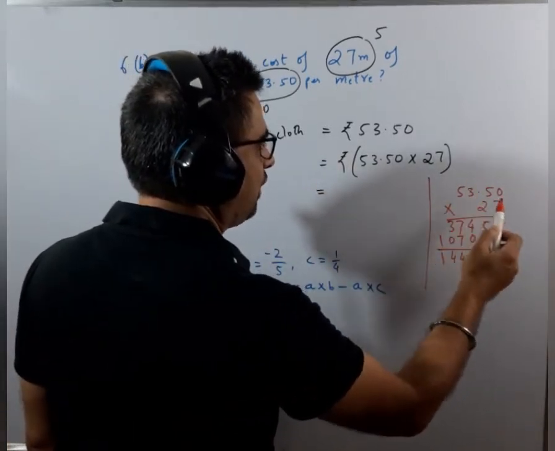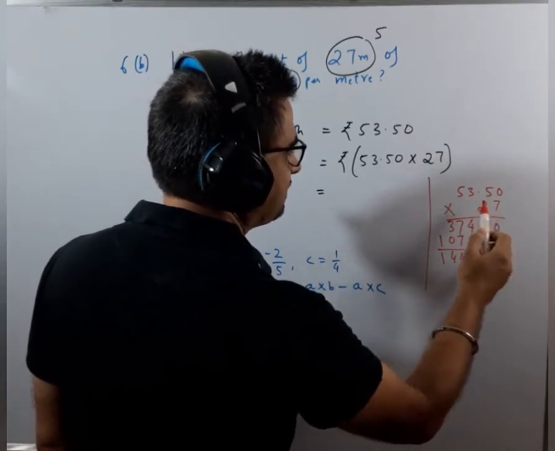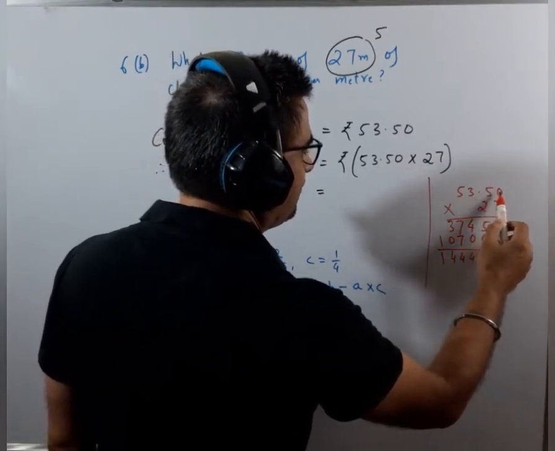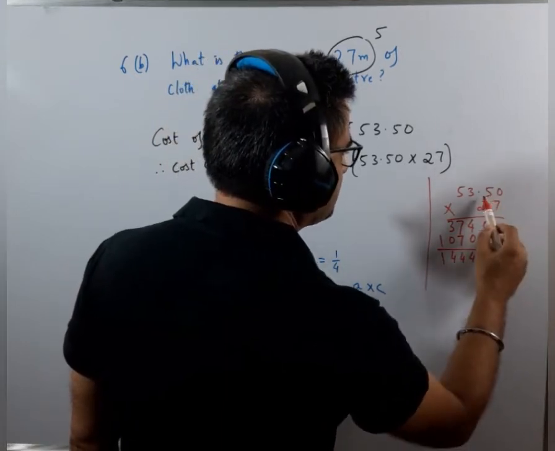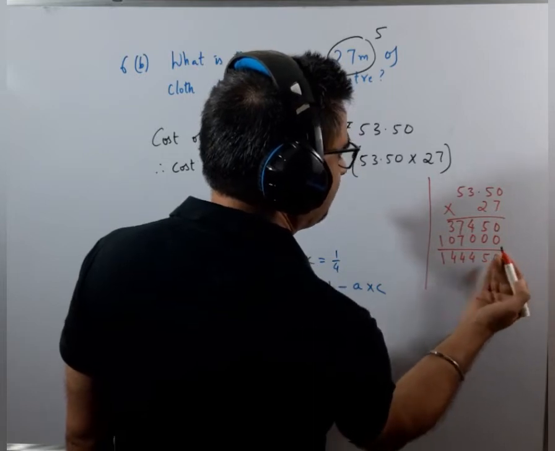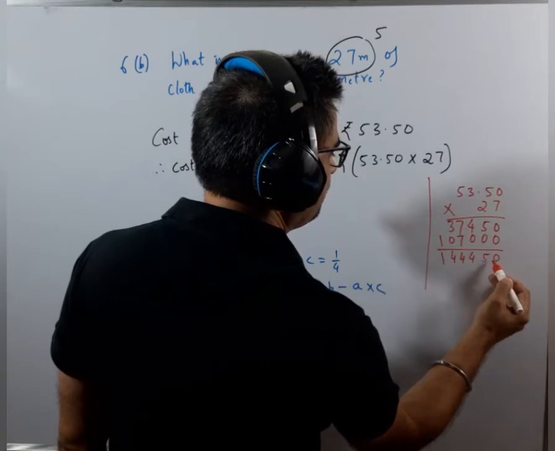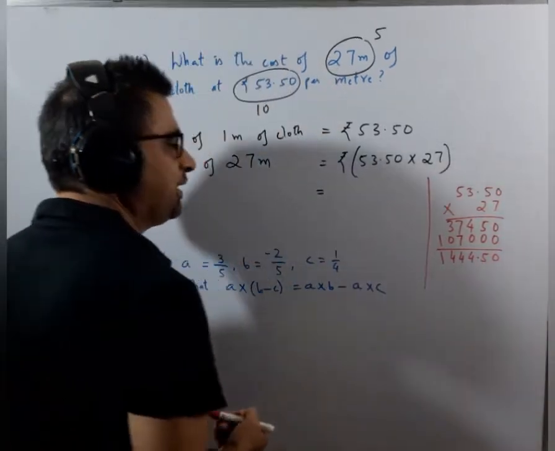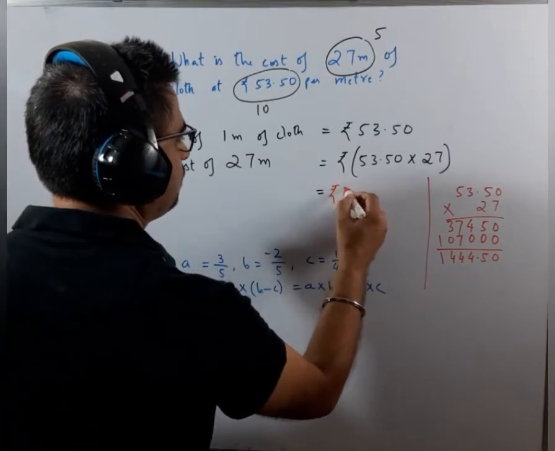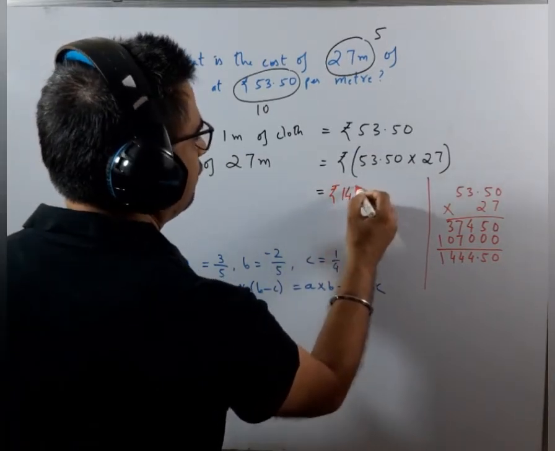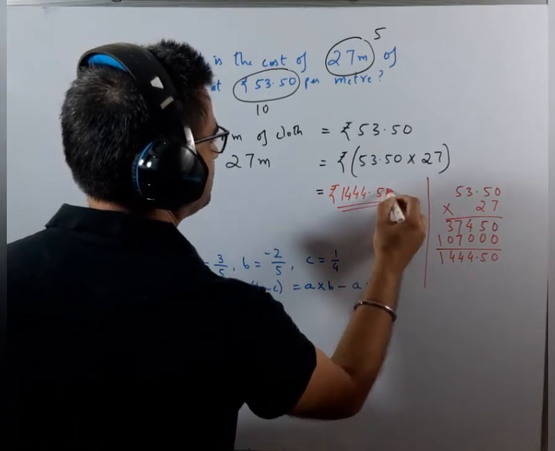Now in all, how many decimals do we have in these two numbers? We have got to count the number of digits after the decimal. In this case you have 1 and 2. There is none here. So in all, effectively there are 2 decimal places. You have to start from the right and move as many digits, so in this case 2. So you move 2 digits and you put the decimal here, and this is your answer. So rupees 1444.50 is the answer.